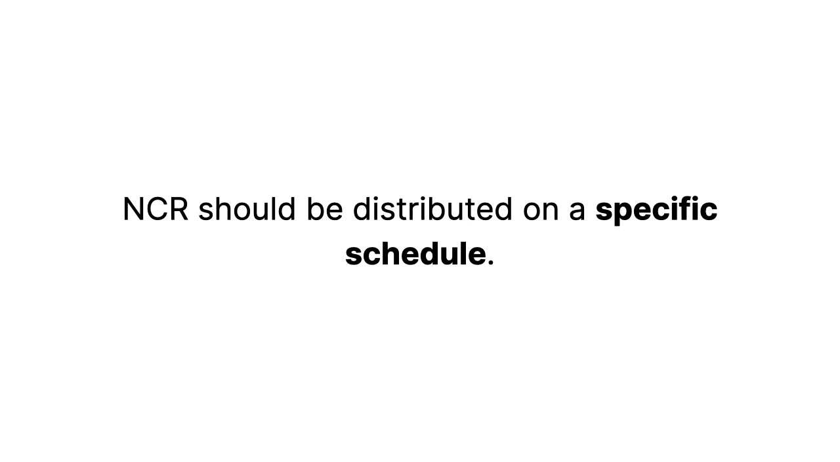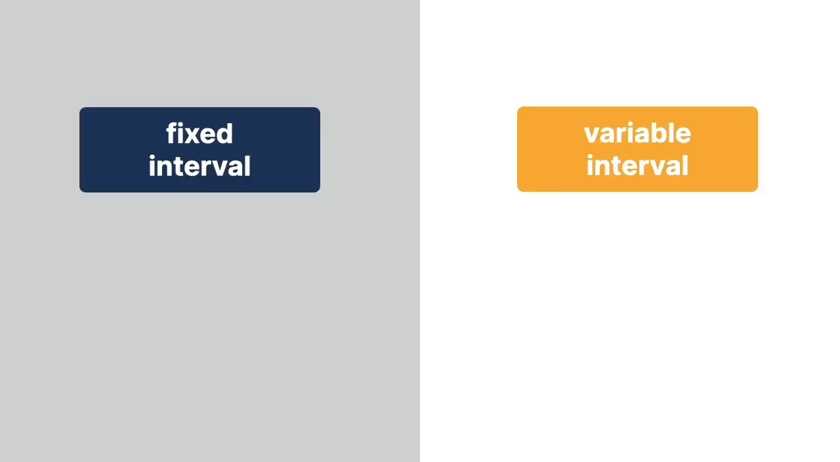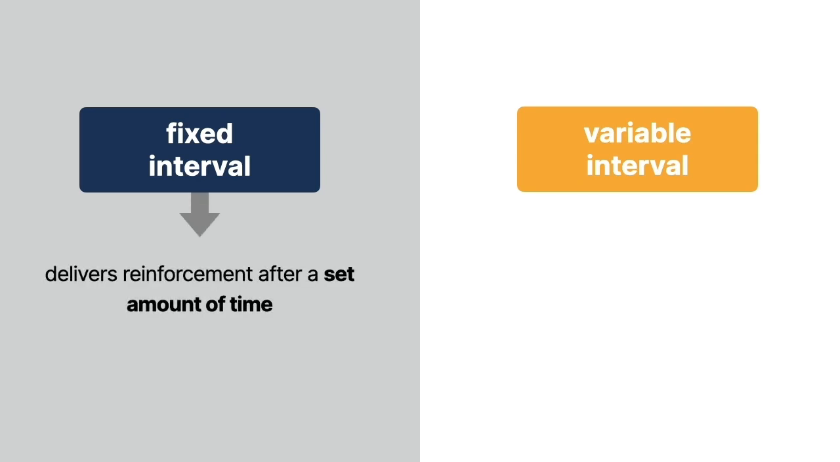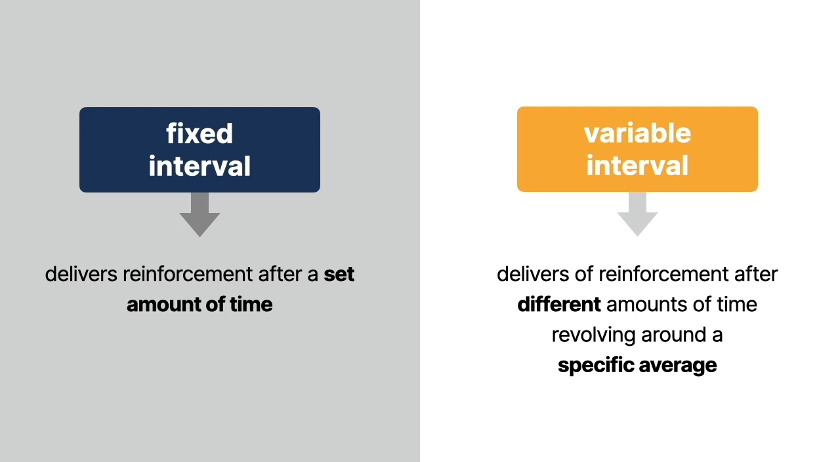Fixed interval and variable interval schedules of reinforcement, two common schedules of reinforcement used when implementing NCR procedures, involve providing students with reinforcement at the conclusion of predetermined time intervals. While fixed interval reinforcement schedules involve the delivery of reinforcement after a set amount of time, variable interval reinforcement schedules involve the delivery of reinforcement after different amounts of time revolving around a specific average.